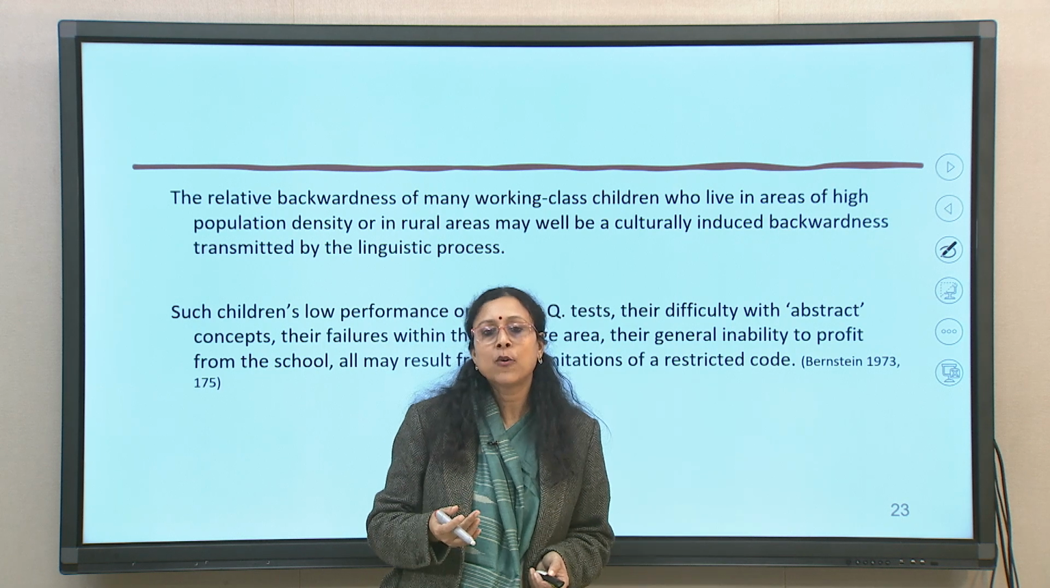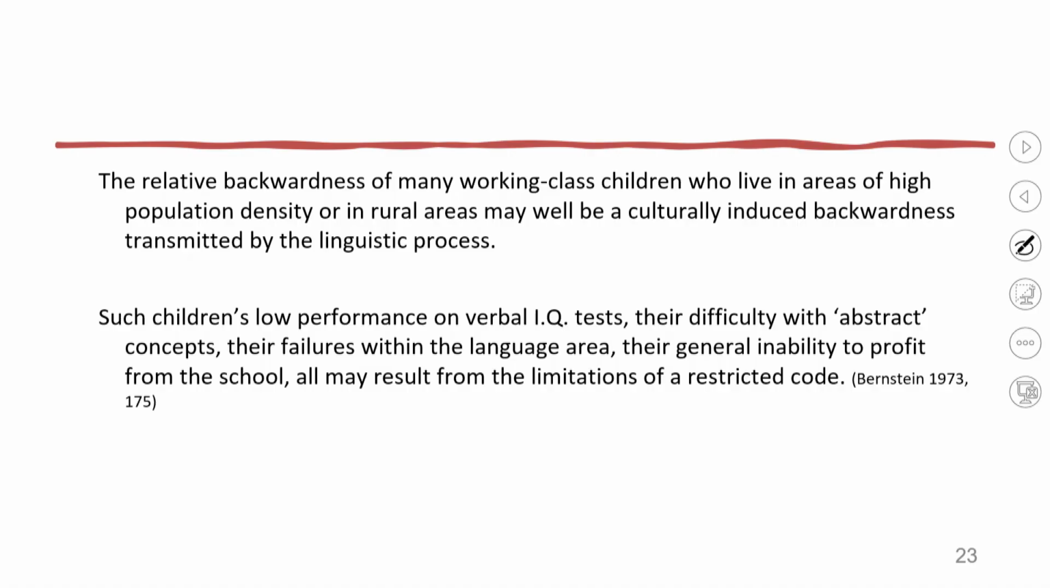So, the relative backwardness of many working class children who live in areas of high population density and in rural areas may well be a culturally induced backwardness transmitted by the linguistic process. As a result, these children had low performance on verbal IQ tests, difficulty with abstract concepts, failures within the language area, and a general inability to profit from the school, all of which may result from limitations of a restricted code. That is how Bernstein expressed this in 1973.